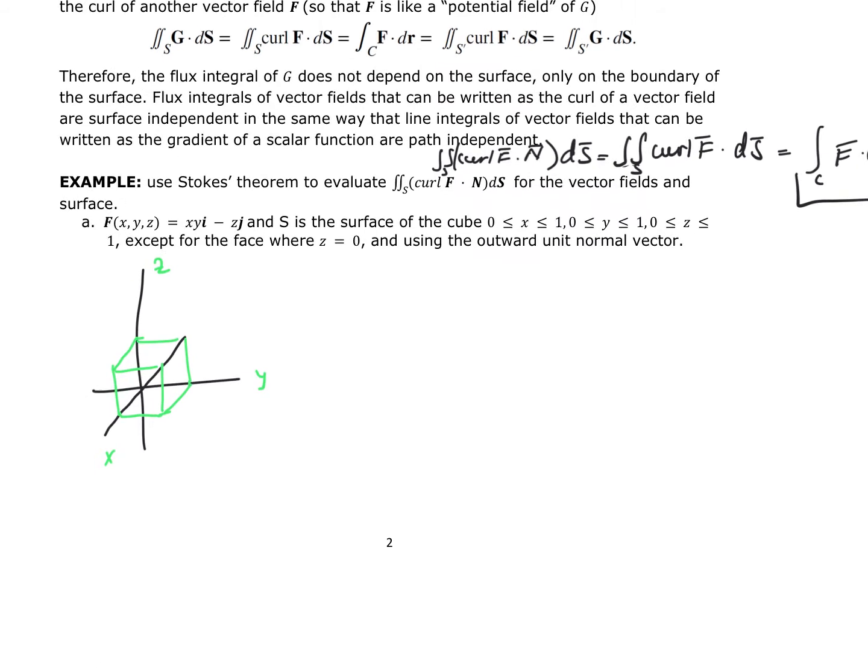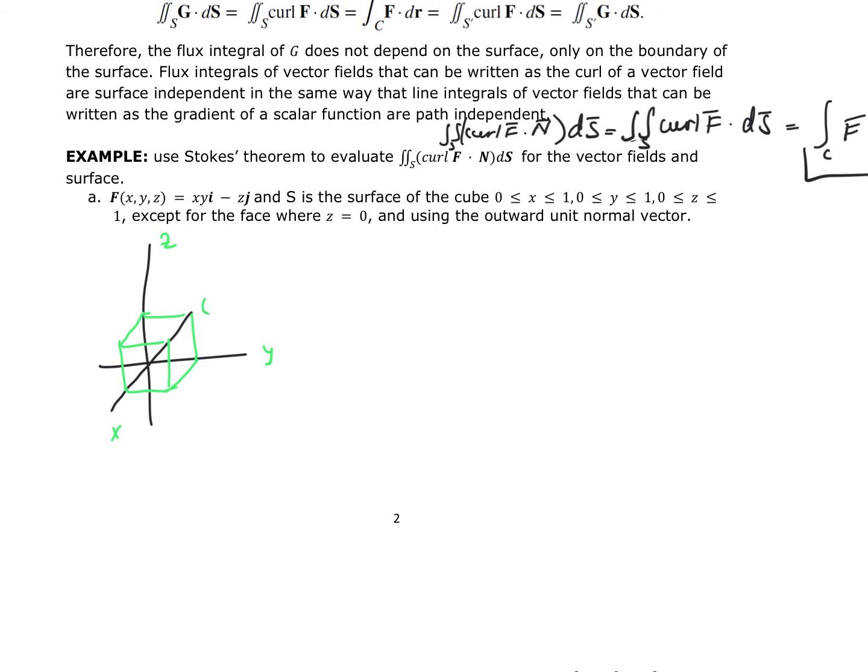Okay, and of course each one of these corners, this corner would be 0, 1, 1. This corner would be 0, 1, 0. This corner would be 1, 1, 0. And you get the gist of it.